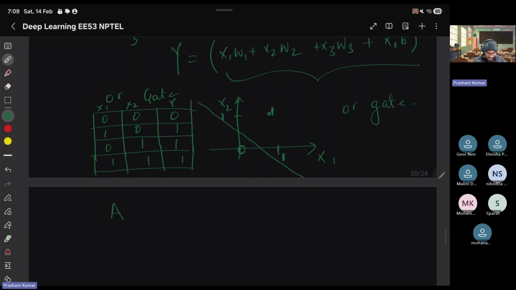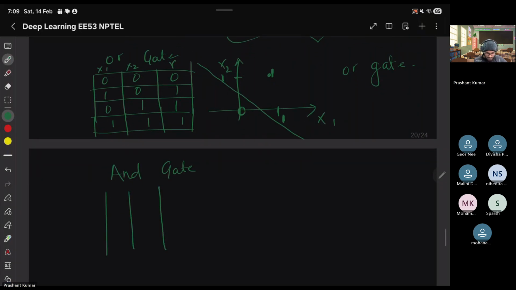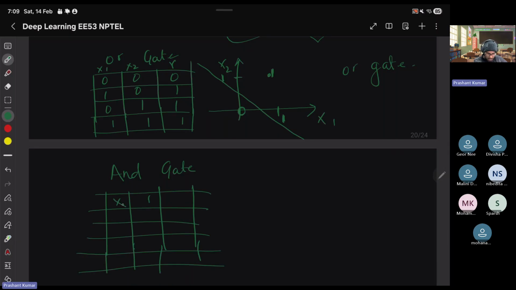If you have an AND gate, x1, x2, y: 0, 0, 0; 0, 1, 0; 1, 0, 0; 1, 1, 1. So this will be 0, 0, 0, and 1. Right? So it will look something like this, 0. It will be 0, 0, and here it will be 1. So something like this will basically classify it.